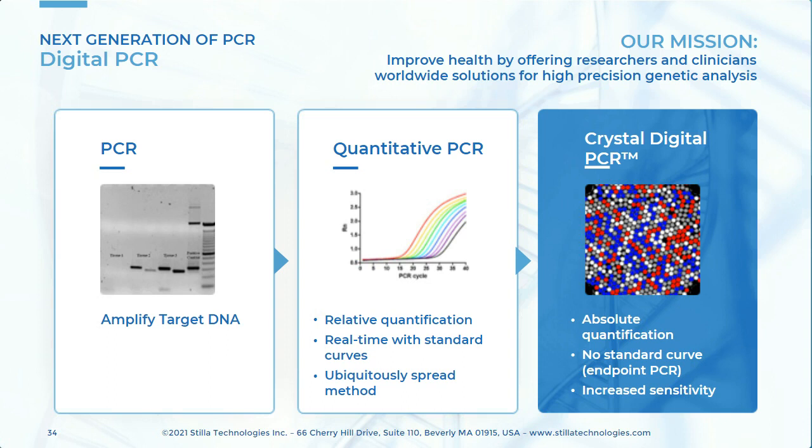is a rapidly growing technology. And like qPCR, digital PCR uses fluorescent labeling to visualize target amplification. However, digital PCR does not require a standard curve as it utilizes endpoint analysis rather than real time. And digital PCR also provides absolute quantification of the target and yields increased sensitivity and precision, as we will see in more detail.